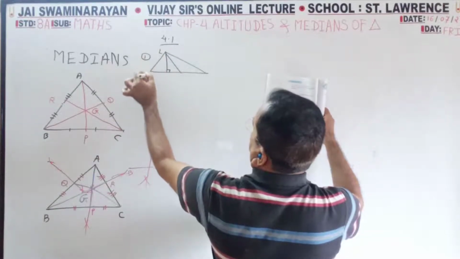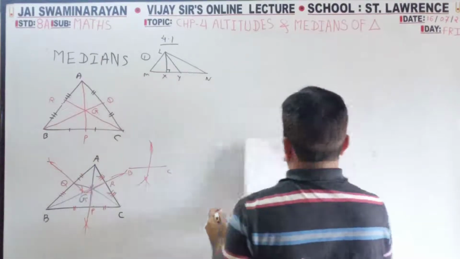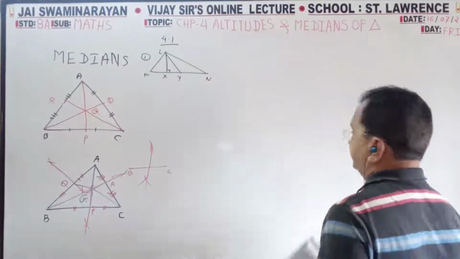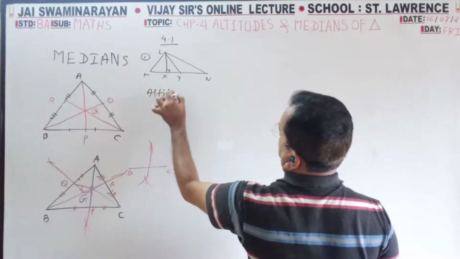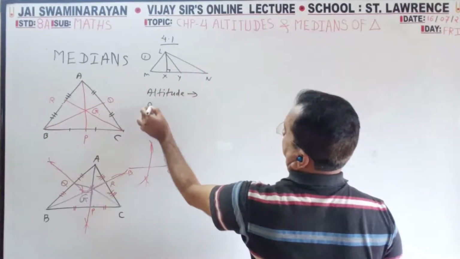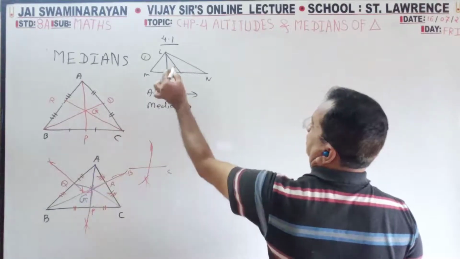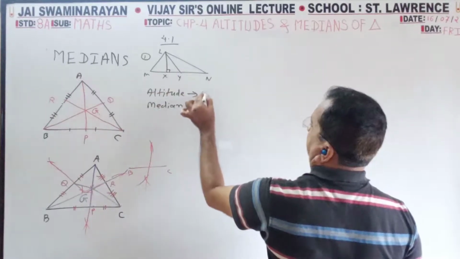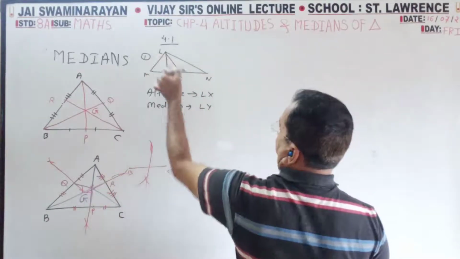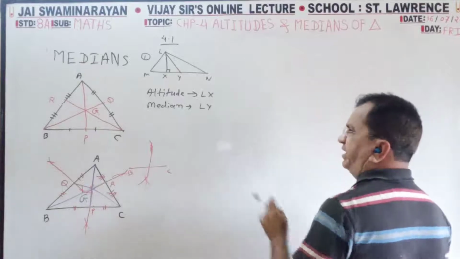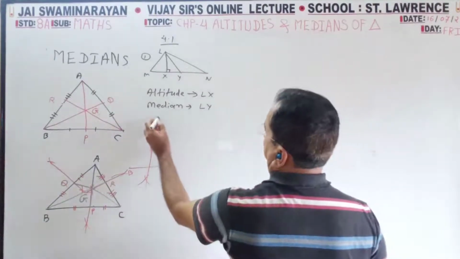Triangle LXY. So which is the altitude? Which is the median? Altitude is LN, LX, and median is LY. That which joins the midpoint is the median, and which is perpendicular is the altitude. Only two questions they have asked, nothing to draw.